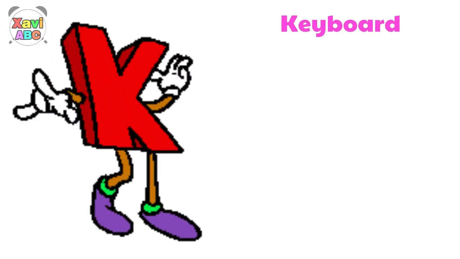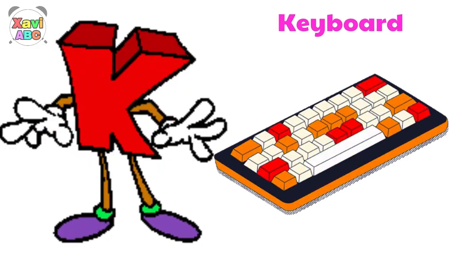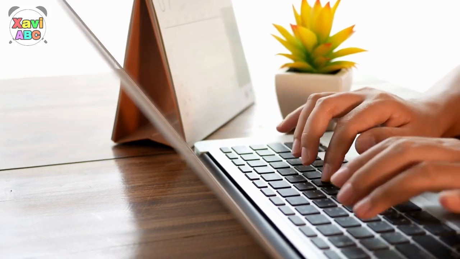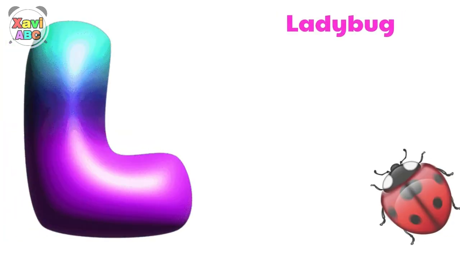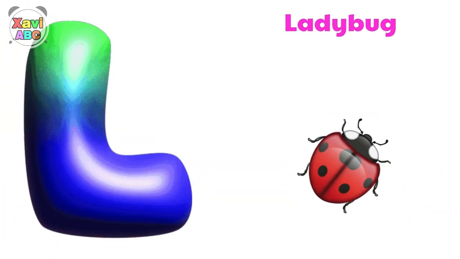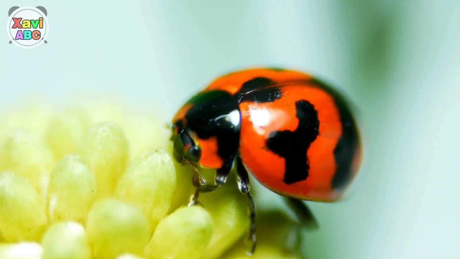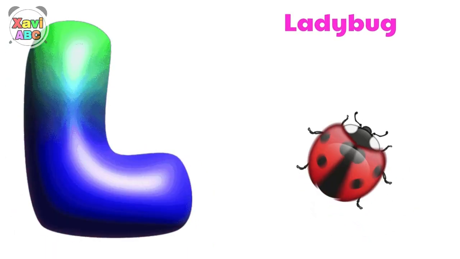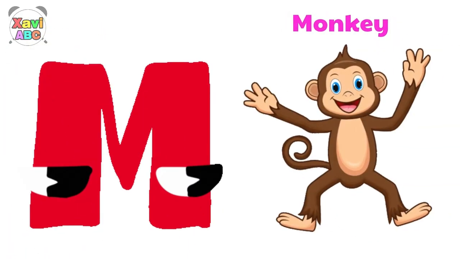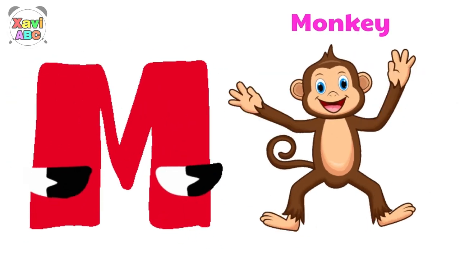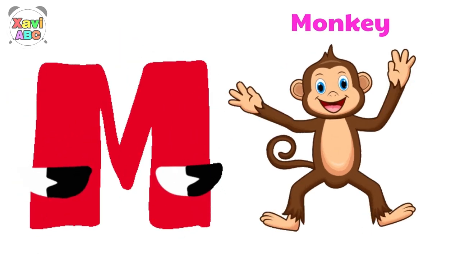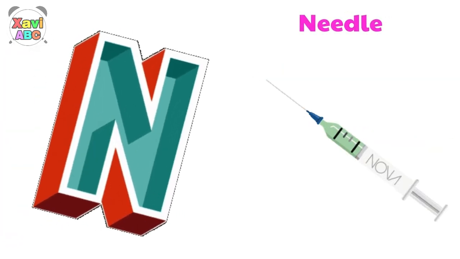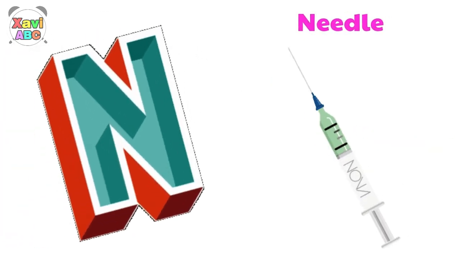K is for keyboard, keyboard. L is for ladybug, ladybug. M is for monkey, monkey. N is for needle, needle.